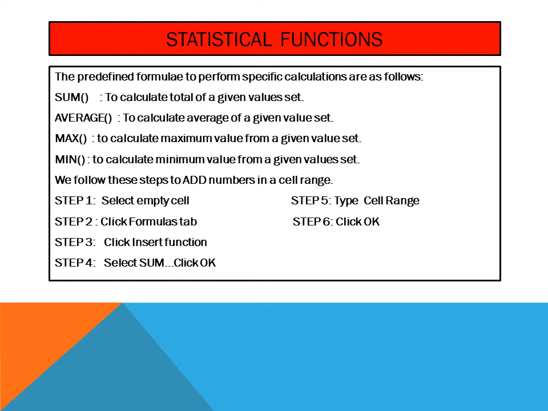Now we have certain steps to add the numbers. Suppose we want to add the numbers in a cell range. How can we do that? For that we have certain steps. Step 1: Select any empty cell to display the sum. So suppose we have 3 columns, and in the 4th column we are going to select the place so that the result that is added is displayed in the 4th cell.